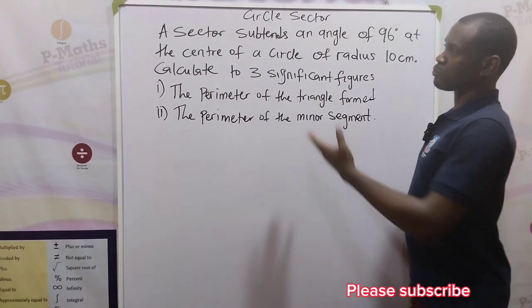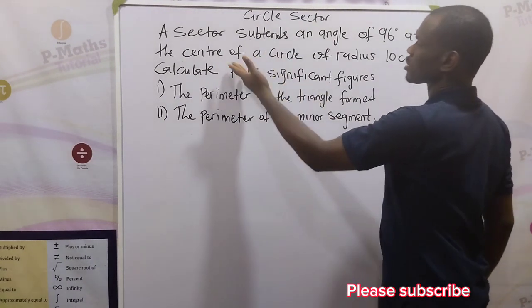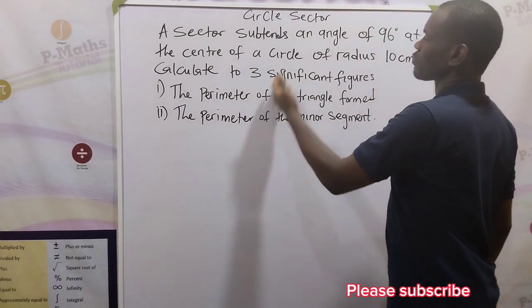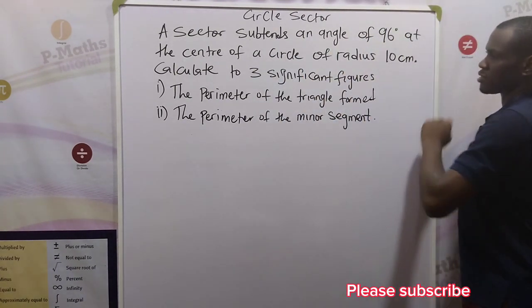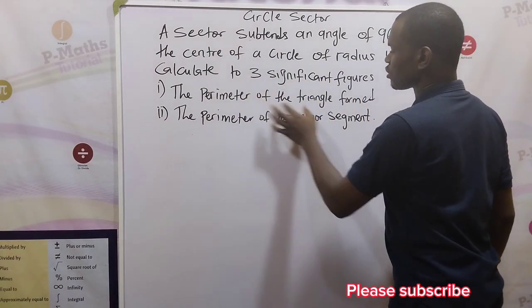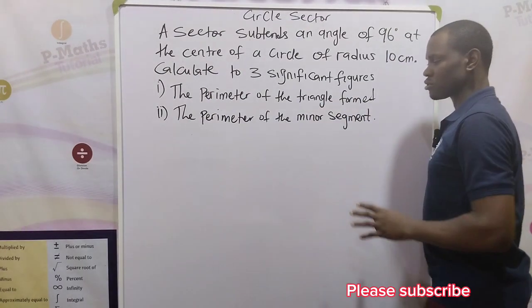We want to solve this problem on circle sector. We have a question that says a sector subtends an angle of 96 degrees at the center of the circle of radius 10 centimeters. We are asked to calculate, in three significant figures, the perimeter of the triangle formed and the perimeter of the minor sector segment.